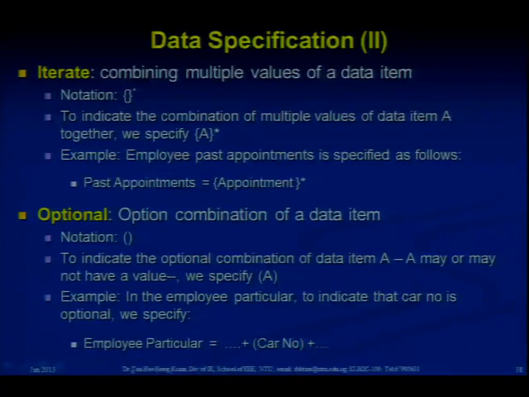That is to show iterate. Here there's an example, employee particulars. We can define employee particulars equal to this part: name, address, etc., and employee number. Then, each employee may have a car number. Car number is optional. Those employees who have a car have a car number. Those who do not have a car don't have a car number. So that's why I put it in a rounded bracket. Then plus some more particulars of the employee. This is the way to define optional.